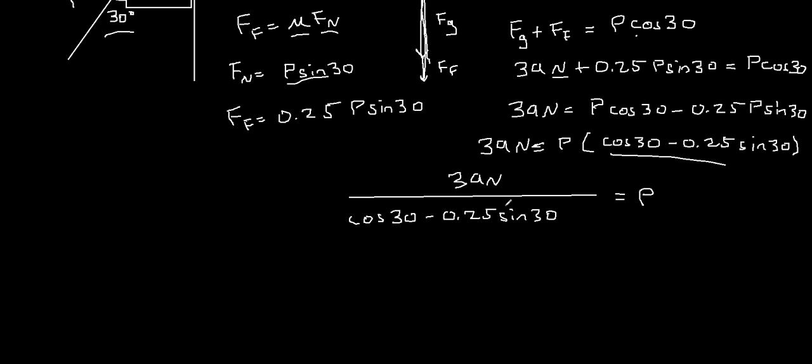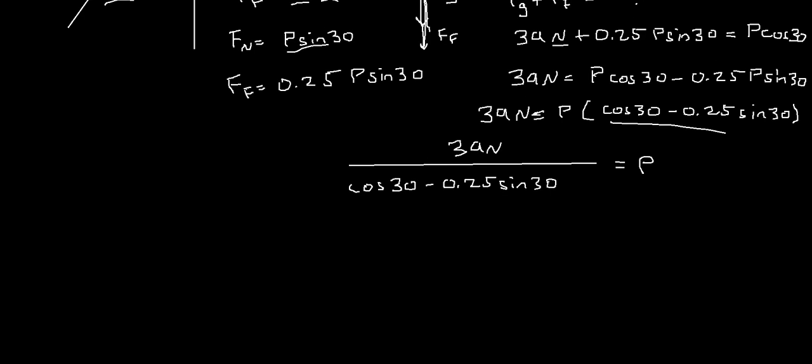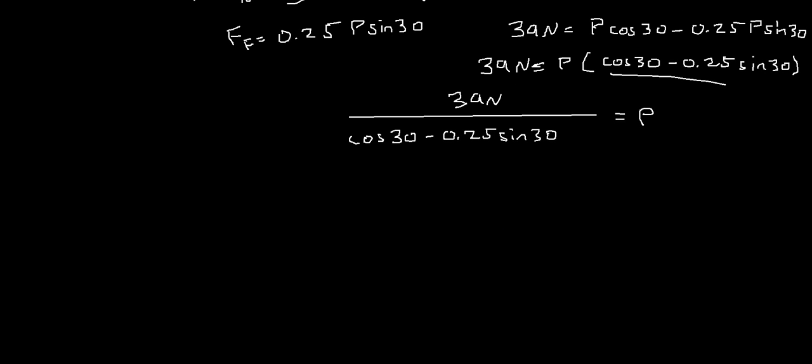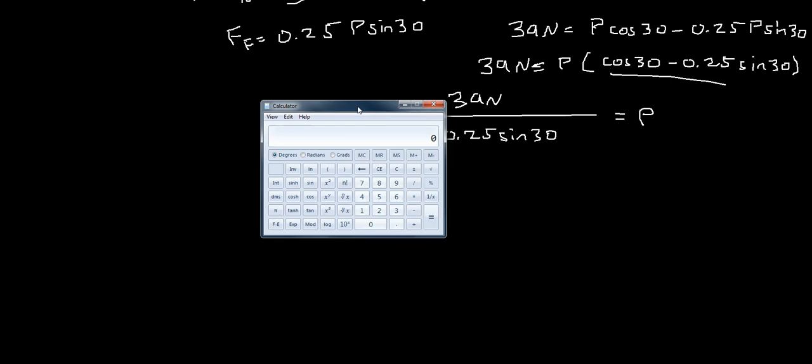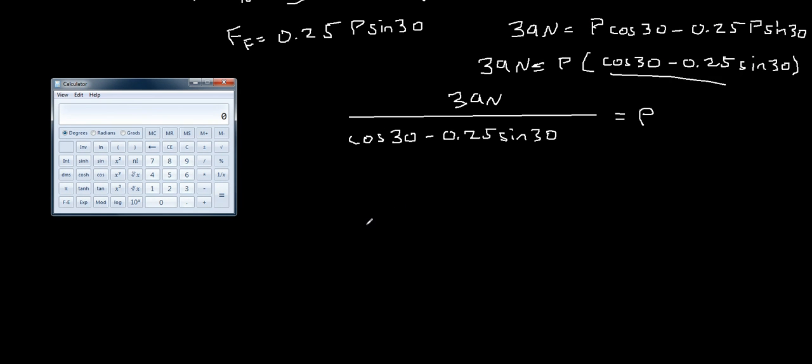So why don't we plug that into a calculator? Just plug it into your own calculator, it's easier. So 39 over cosine 30 minus 0.25 times sine 30. And check that we're in degree mode, if you're in grade 12 especially.